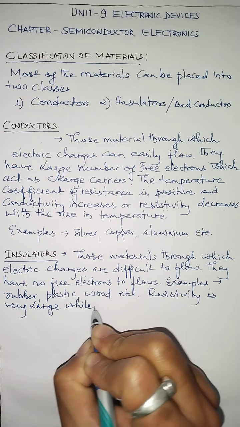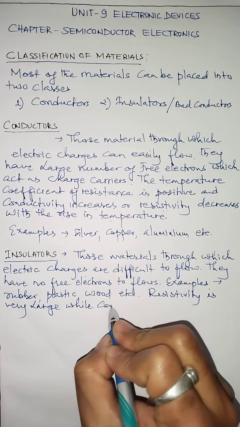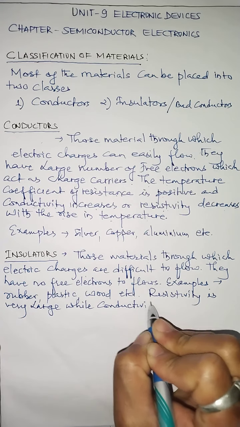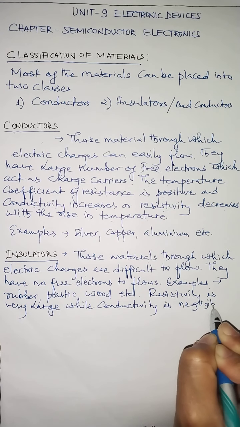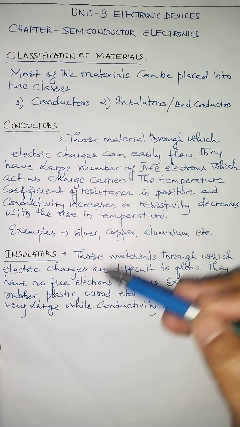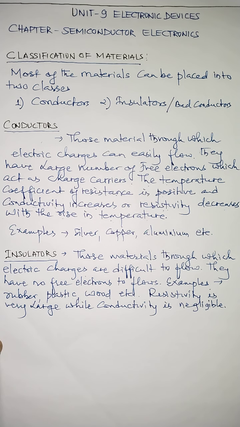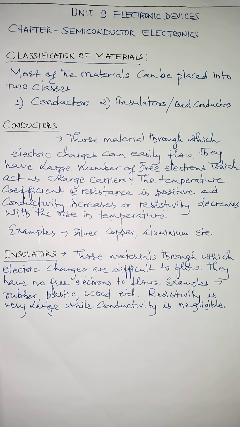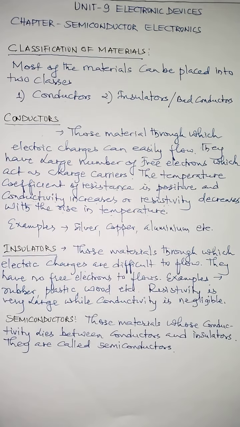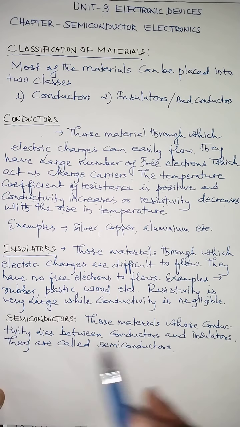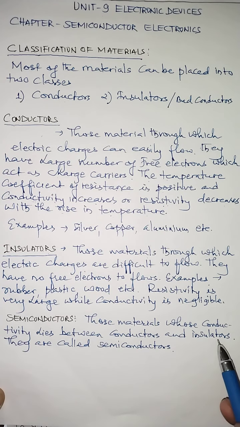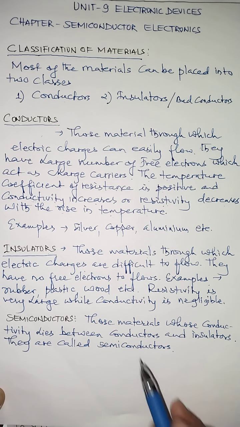While conductivity is negligible, meaning almost no conductivity. But between conductor and insulator, there are materials or substances whose conductivity lies between the two, and we call these materials semiconductors. So children, we can simply define semiconductors as those materials whose conductivity lies between conductors and insulators.